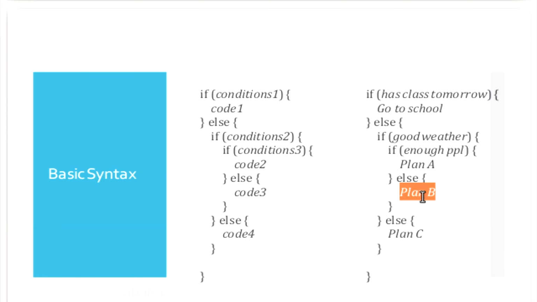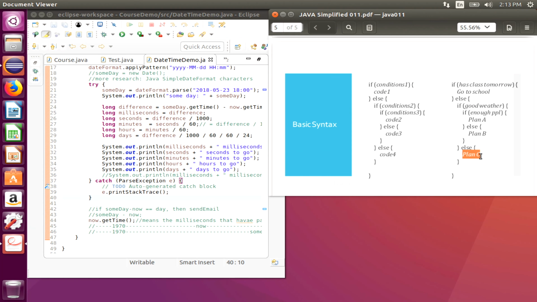You get the idea. This is what happens when he has no class and the weather is good. Alright, if someone doesn't have class, but the weather is not good, then he has to do his plan C. You can also notice I follow the syntax that I've written here. Now, why don't we experiment with some real code that we can actually run and control?